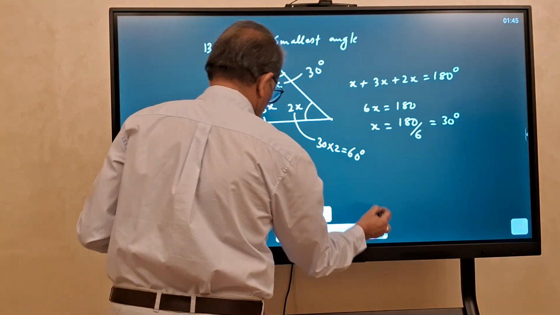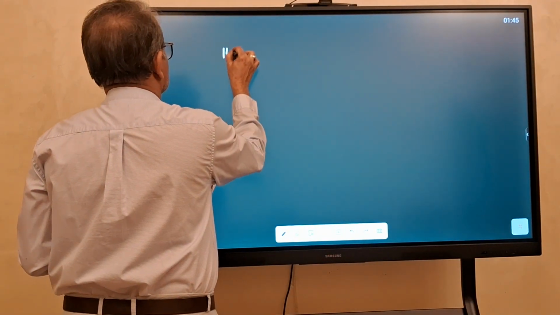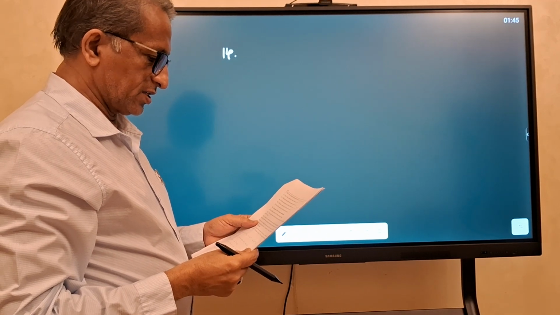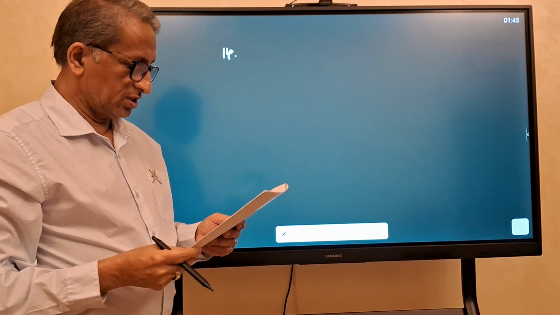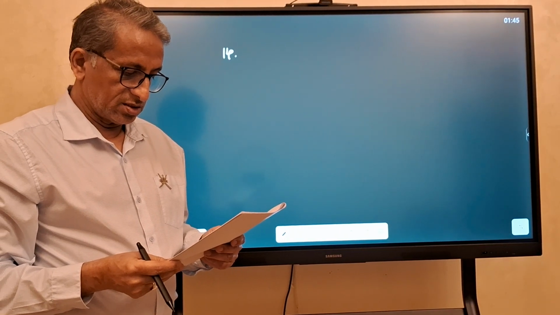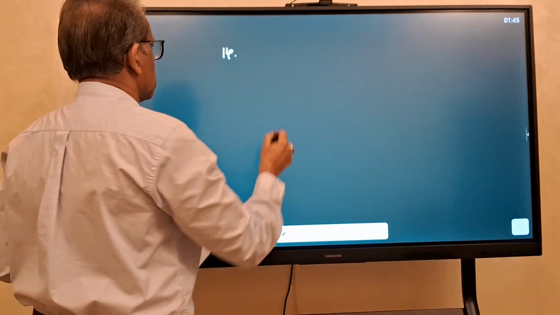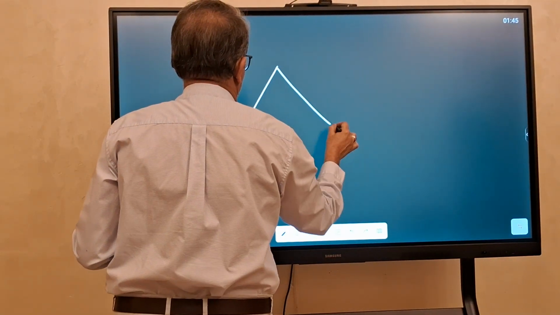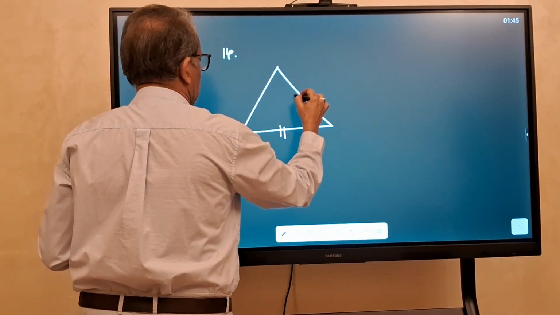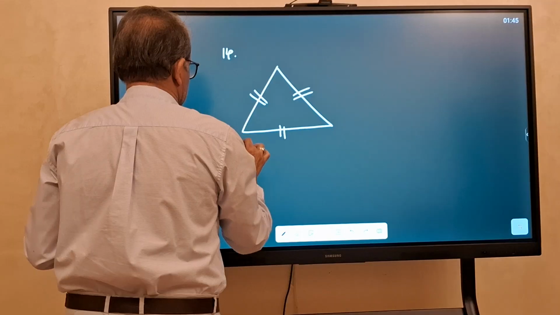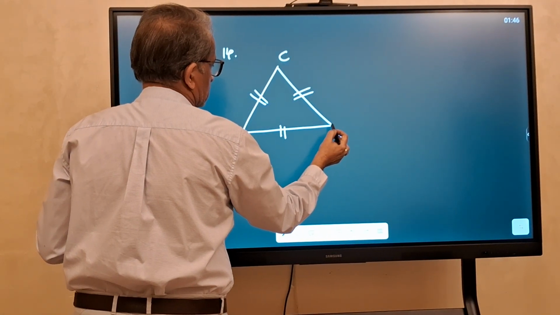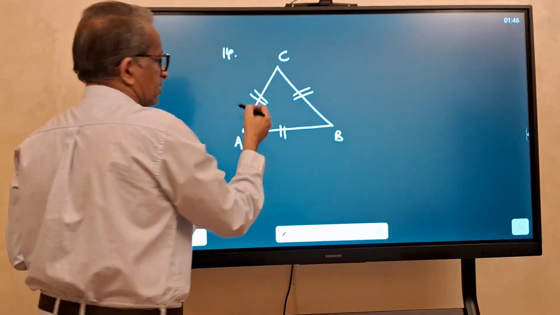Coming to 14. One side of a triangle is 7 inches more than the first side. The third side is 4 inches less than 3 times the first. The perimeter is 28 inches. Find the length of the 3 sides of the triangle. So in this question number 14, you are not asked to find the angle, but you are asked to find the length of the sides here. That is, suppose it is A, B, C, you are asked to find the length A to B, and this and this.